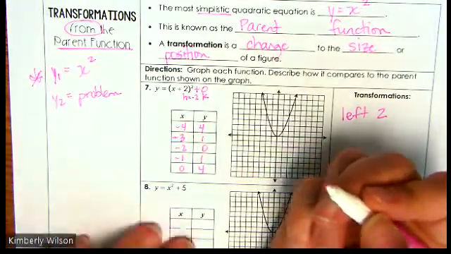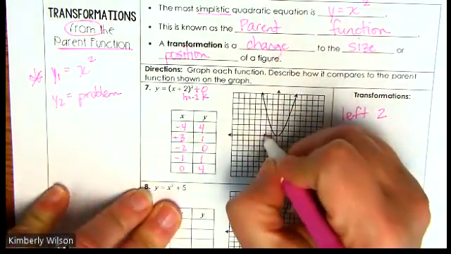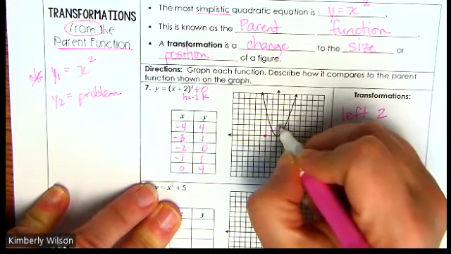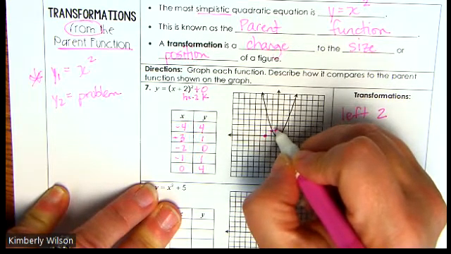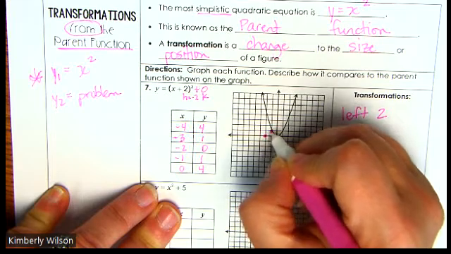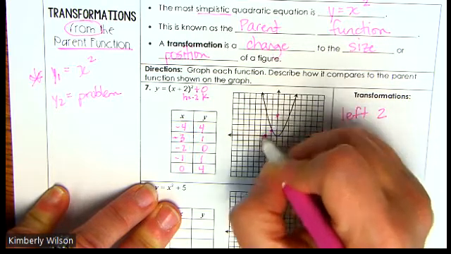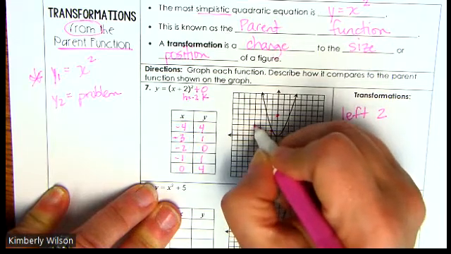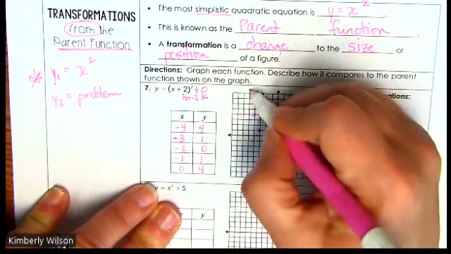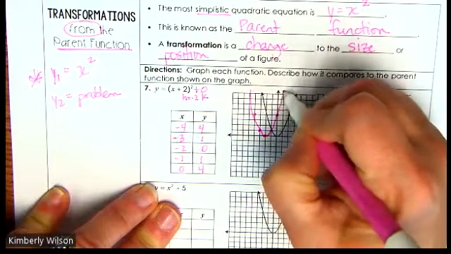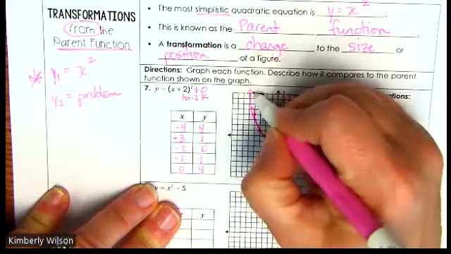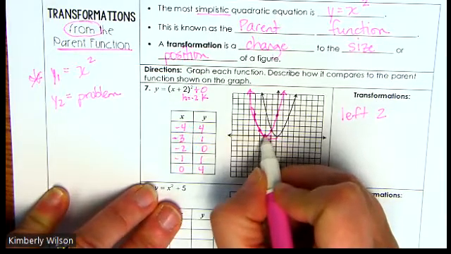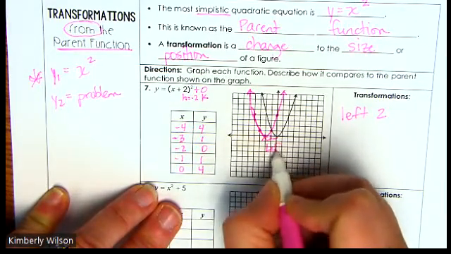Now we can plot the points. The vertex is at (-2, 0). I have (-3, 1), (-4, 4), (-1, 1), and then I have (0, 4) here. And now we play connect the dots and make the U shape. It is not a V. It is a U. You put the arrows on the end and we can see, yes, we shifted 1, 2 to the left.